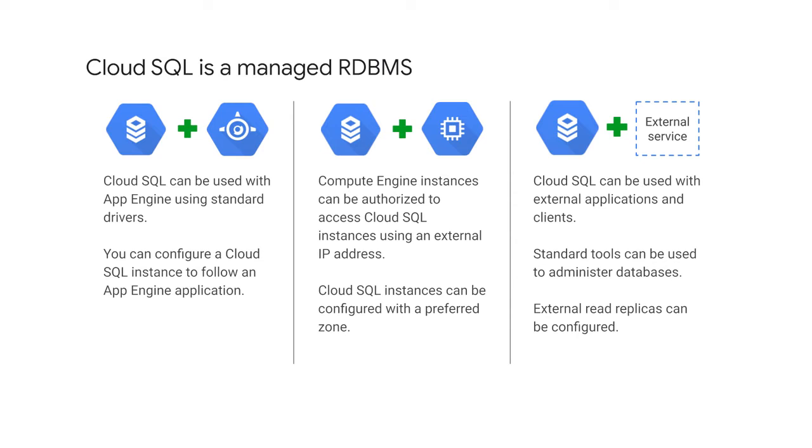Another benefit of Cloud SQL instances is that they are accessible by other GCP services and even external services. You can use Cloud SQL with App Engine when using standard drivers like Connector J for Java or MySQL DB for Python. You can authorize Compute Engine instances to access Cloud SQL instances and configure the Cloud SQL instance to be in the same zone as your virtual machine. Cloud SQL also supports applications and tools that you might be familiar with, such as SQL Workbench, Toad, and other external applications that use the standard MySQL drivers.